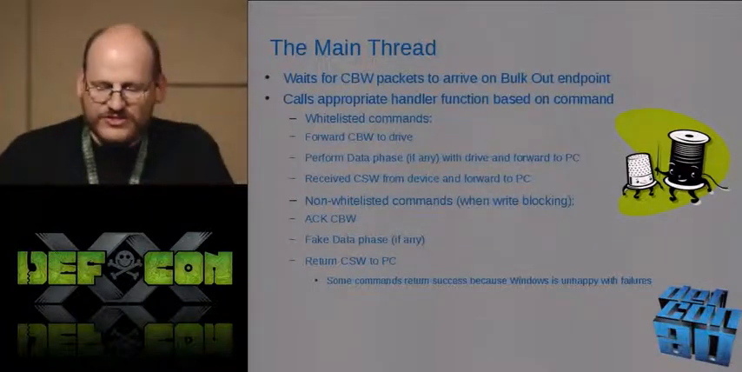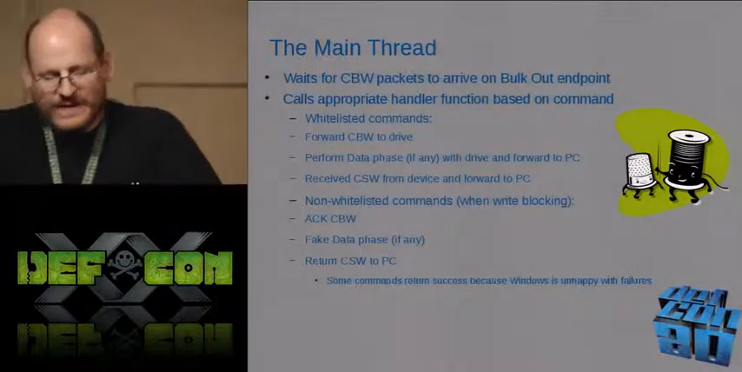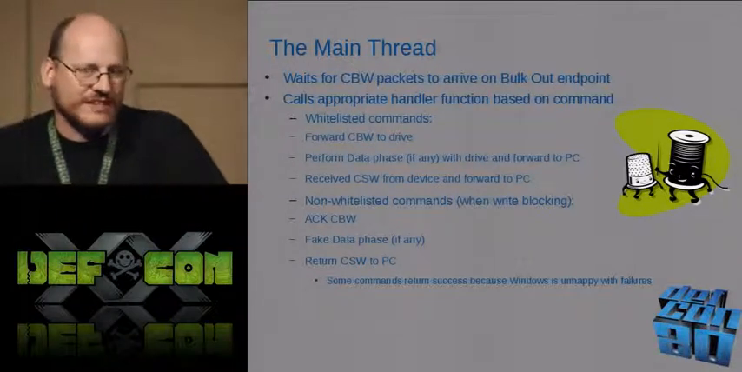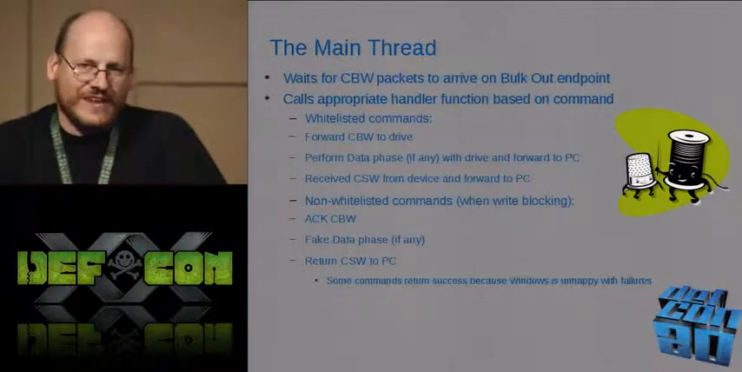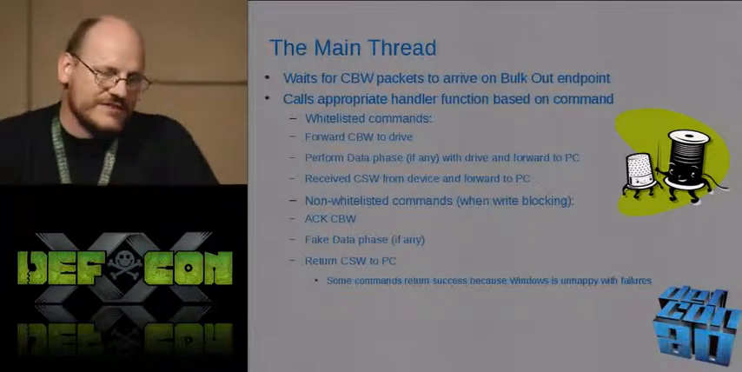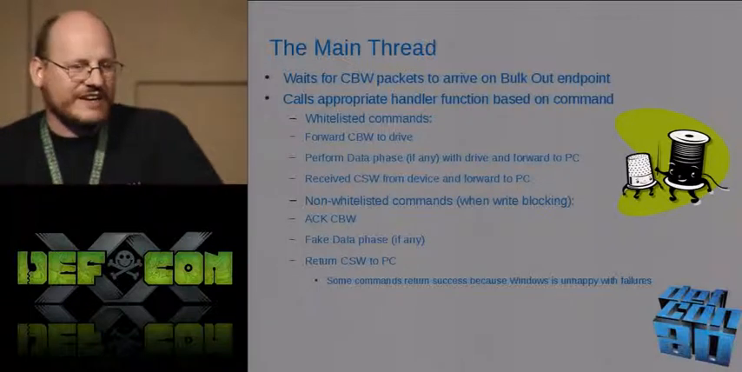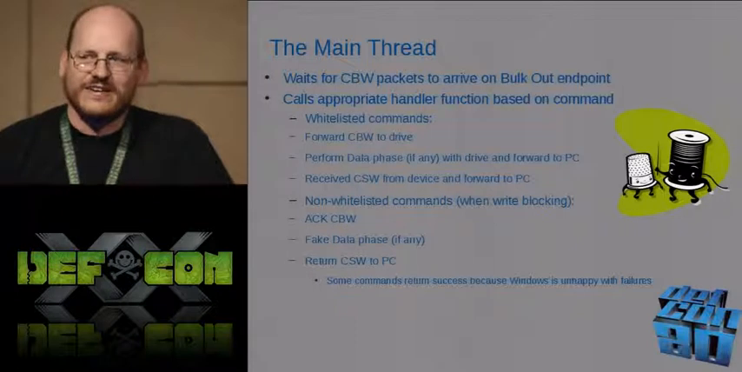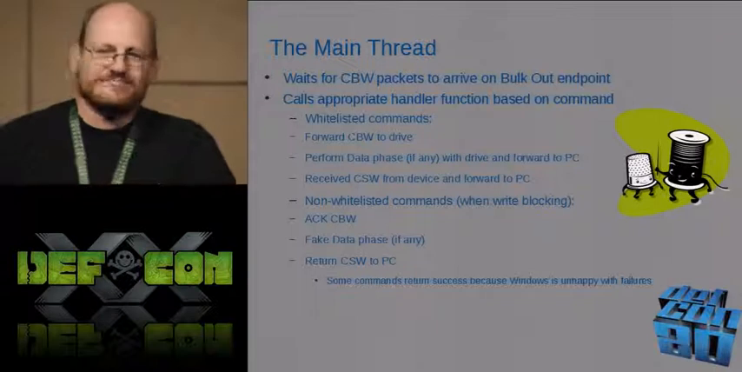All right. So, the main thread sits around, waits for packets to come in. If it's a whitelisted command, it forwards it on. It forwards on things like command block wrappers, performs the data transport phase, does a little man-in-the-middle action, and does the CSW passing. If you're write blocking, if there are non-whitelisted commands, it just says, hey, yeah, I got your command. And then it does any sort of data transport phase. And then it says, you're good.